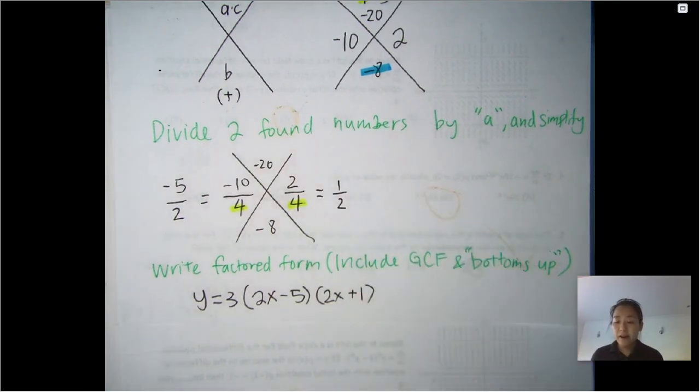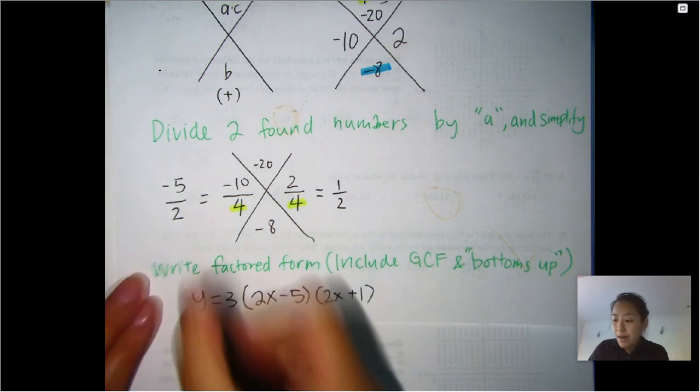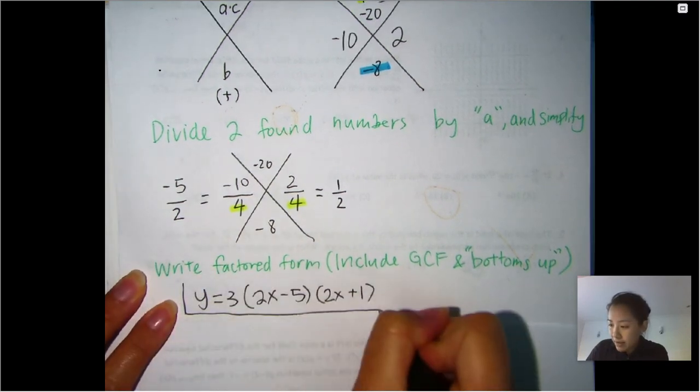So if you've learned how to factor before where the leading coefficient was 1, you never had to do this bottoms up thing because the denominator was always 1. If you bring the 1 up, of course, you can just put x. And so you've never had to do this before. But that's how you write your expression in factored form.